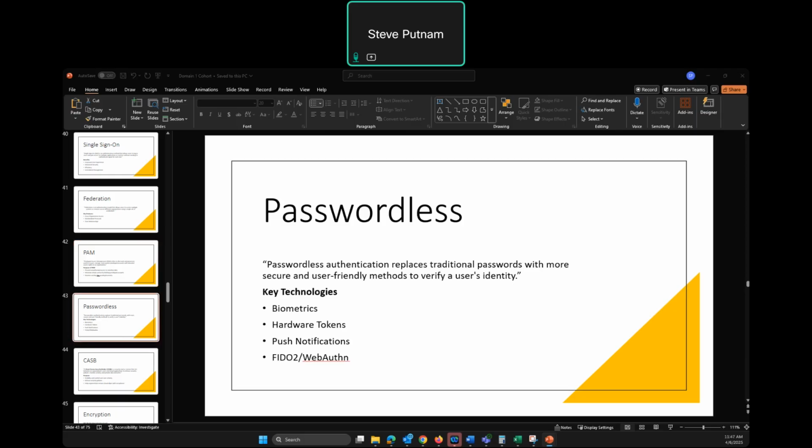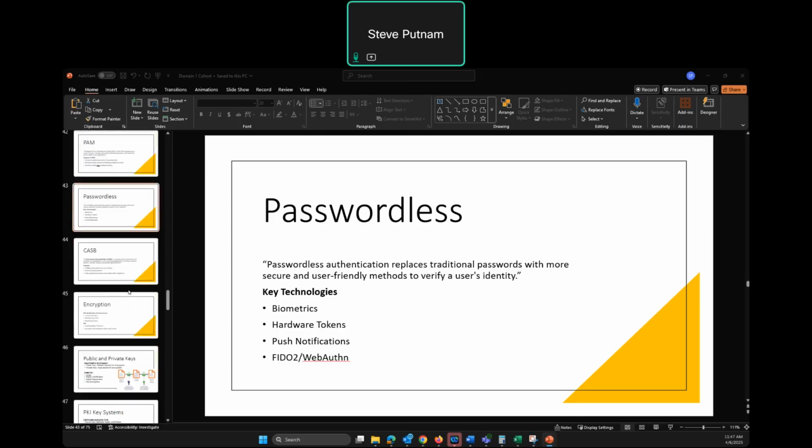So passwordless. Passwordless authentication replaces traditional passwords with more secure and user-friendly methods. Okay, so meaning you don't have to type your password in every time you log into your machine. You can use biometrics. You can use a hardware token. You can use a smart card PIN. You know, push notifications. All of these, and I'm sure you've all experienced these, whether you're logging onto O365 or any of your corporation's resources or even WGU. You can leverage some of these passwordless technologies, which makes things more efficient and more secure.